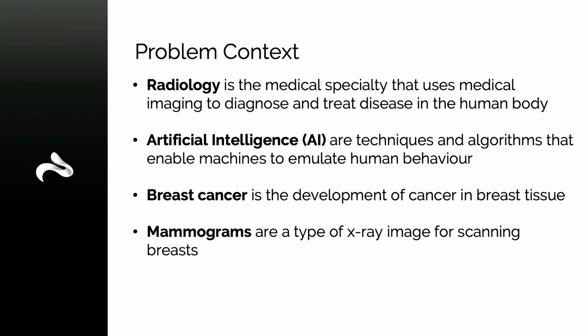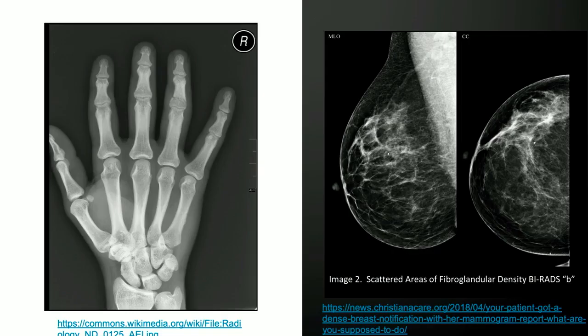And breast cancer is when cancerous tissue is formed in the breast. A lot of you may know about that. So here are some example images I wanted to show, just to give you a glimpse into what the radiologists, what the doctors will actually see when diagnosing patients.